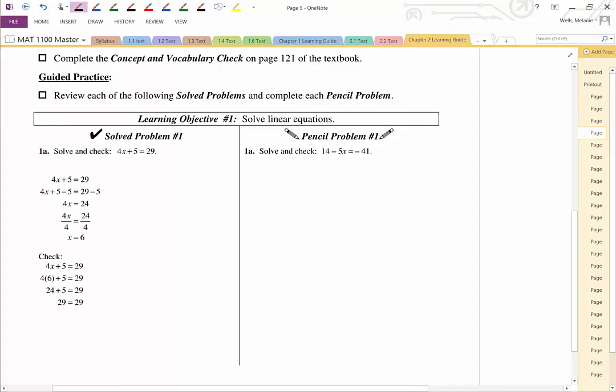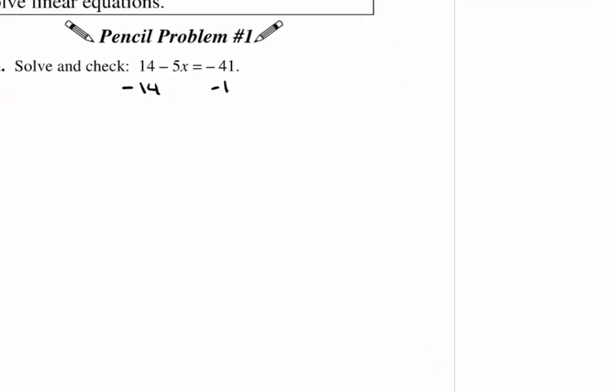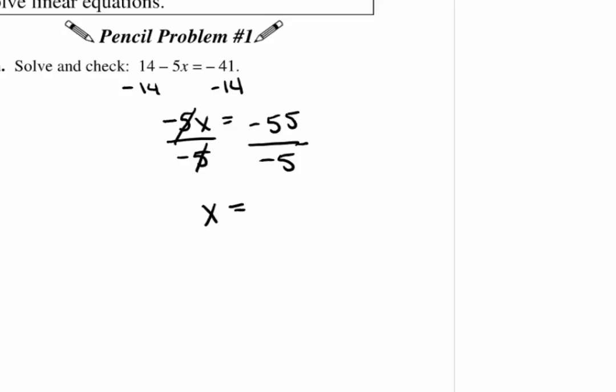Okay, so right now I have an x on the left-hand side, so let's go ahead and move this constant over. So I'm going to subtract 14 from both sides, which will leave me with negative 5x on the left-hand side and then a negative 55 on the right-hand side. Okay, then I want to get x by itself, so since x is multiplied by negative 5, I'm going to divide by negative 5 on both sides. When I do that, that leaves me with x equals a positive 11. So my solution for this equation is 11.